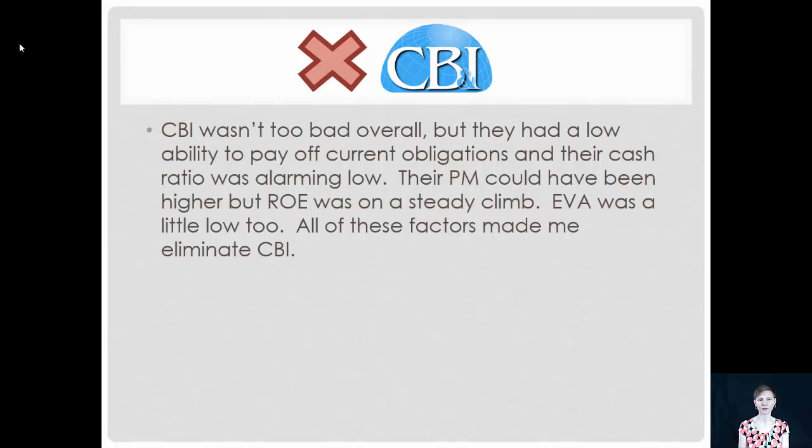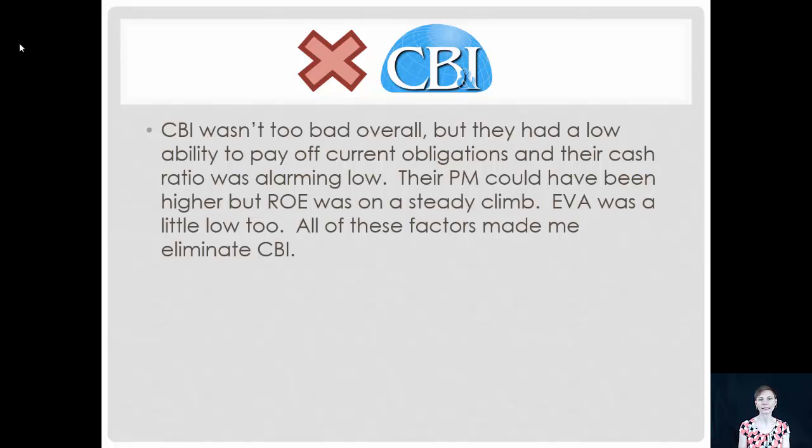They weren't bad overall, but they had a low ability to pay off current obligations, and their cash ratio is alarmingly low. So for my personal preferences, I like to see a company that can pay off their debts without it being a great amount of cash left over or assets left over. I want them to be able to at least meet their current obligations.